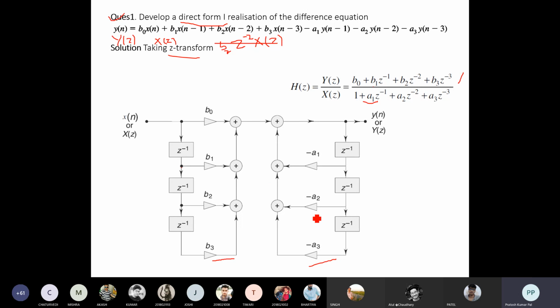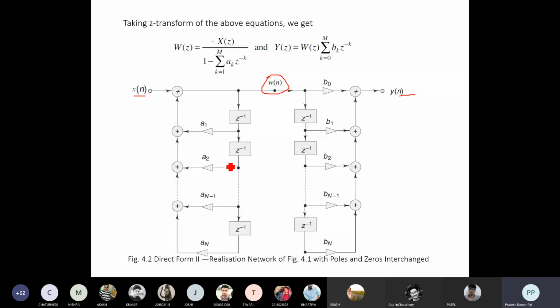The pole representation will be realized first in direct form 2. So the whole representation will be shifted. This one will be represented here. So this representation will be coming out to this side, and this one will go to this side. Okay, the same representation is there. So once we put this structure, we will be obtaining it.